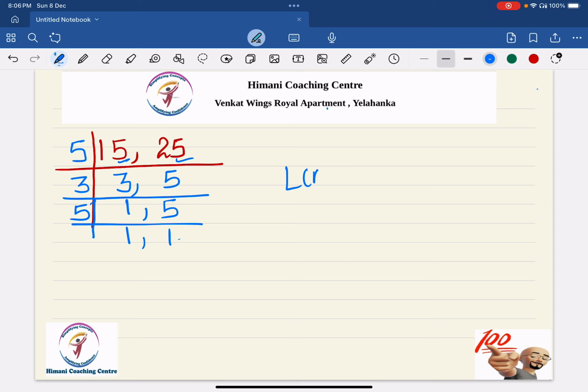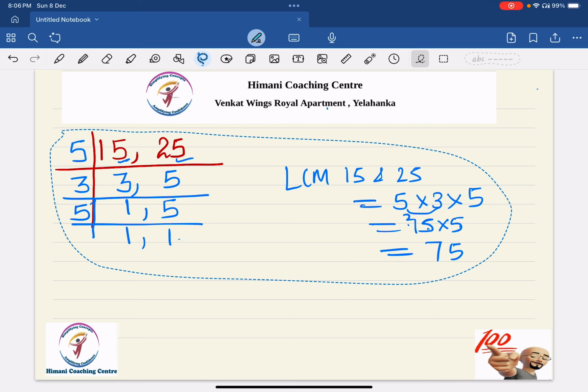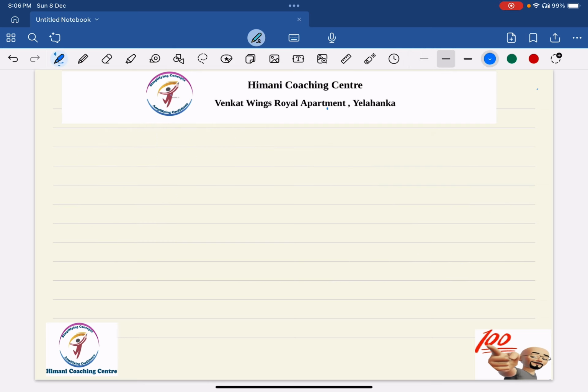So what is the LCM now? LCM of 15 and 25 equals 5 into 3 into 5. Okay, 5 into 3 into 5. So you will get 5 threes are 15 times 5. 5 fives are 25, 2 carry over, 5 ones are 5, 75. Okay, 5 plus 2 is 7. So this is how we find the LCM. Those of you who got it right, very good. Those of you who did not get it right, don't worry. Practice more and you will get it right.